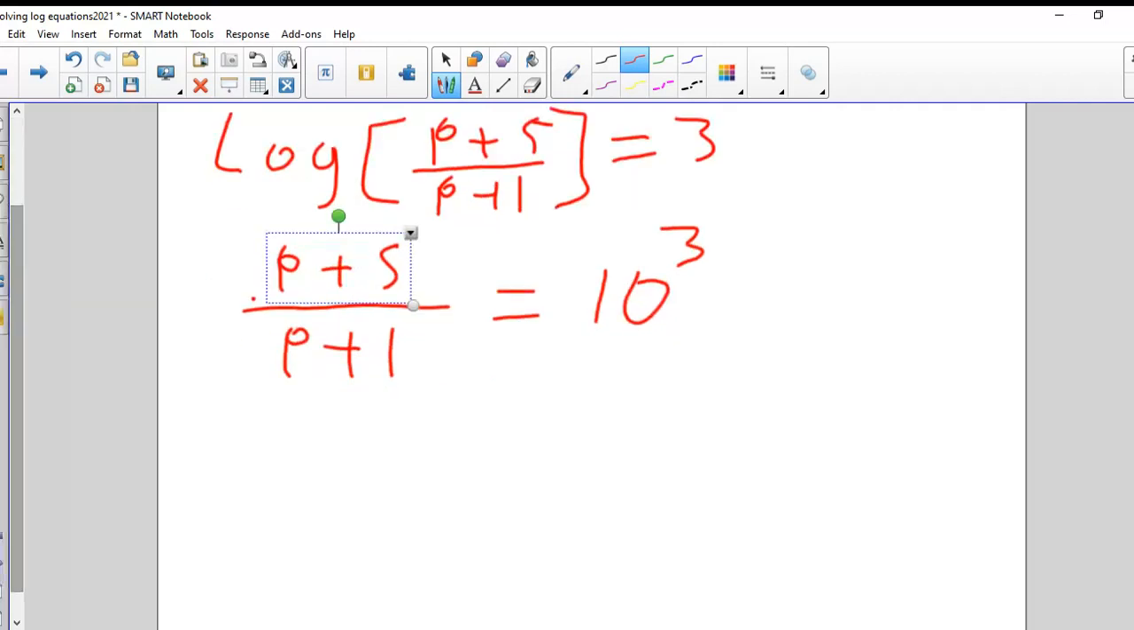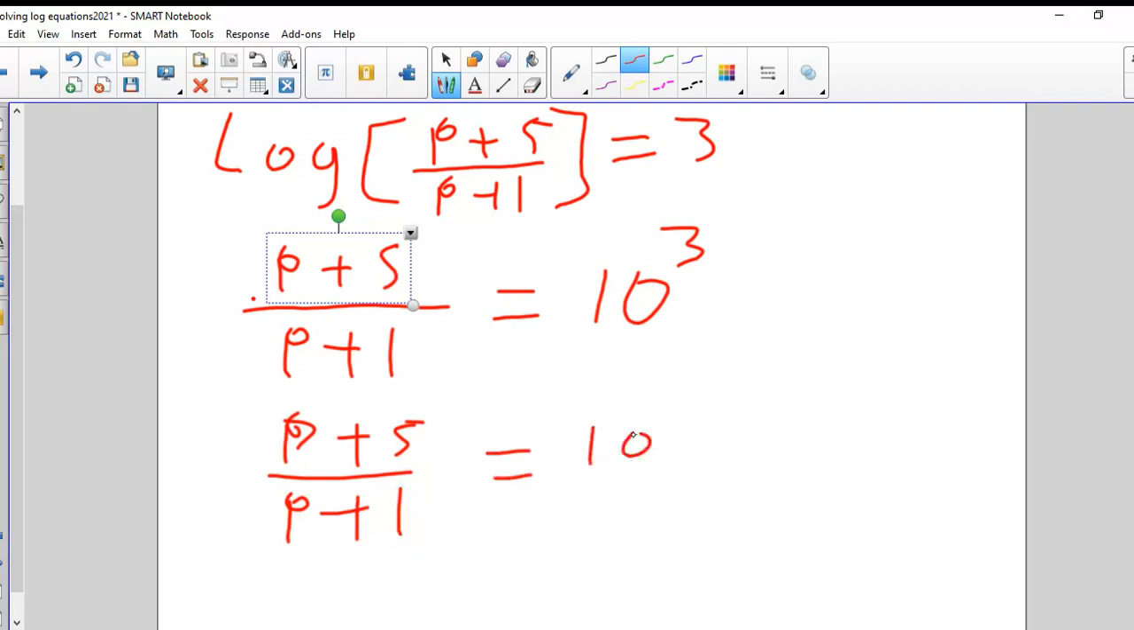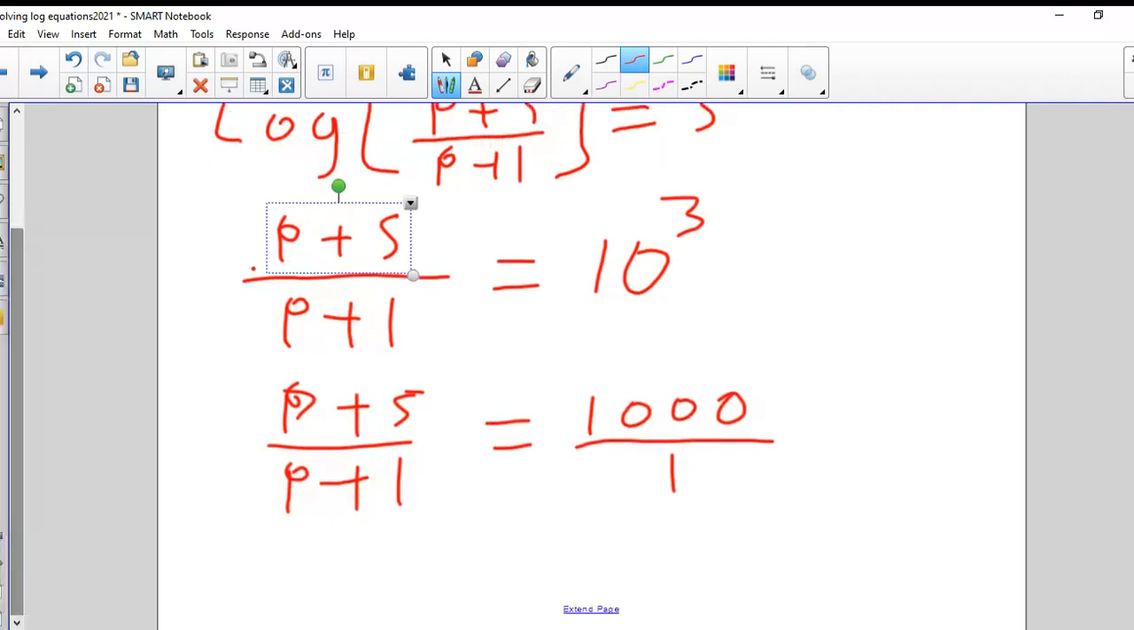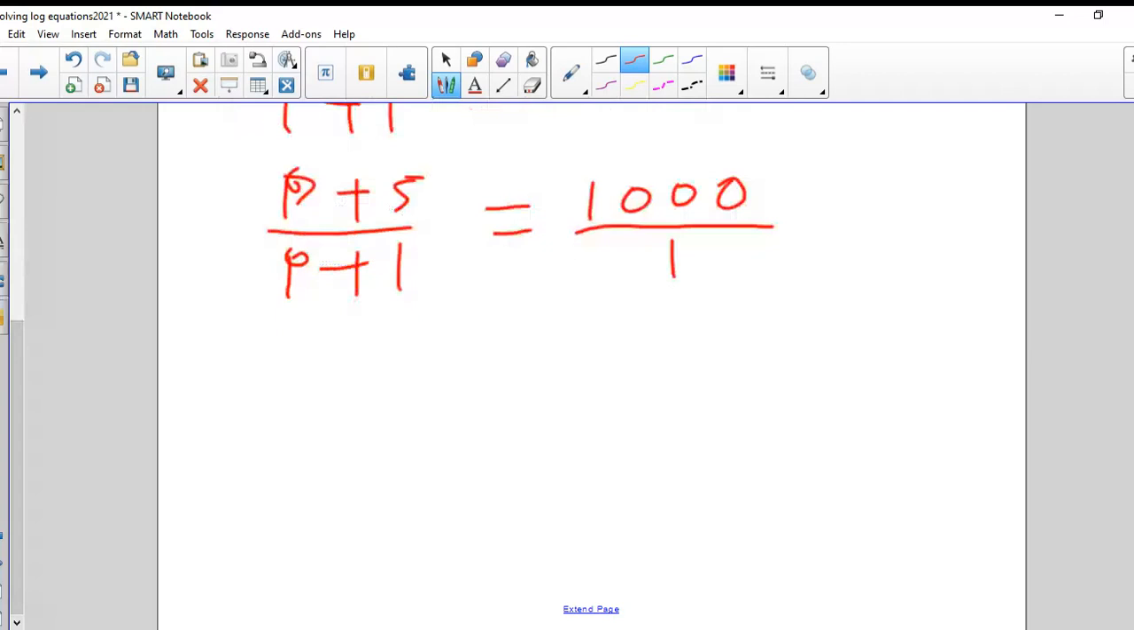So let's work out what 10 to the power of 3 is. So p plus 5 over p plus 1. This takes us back to our work with rational functions. Is equal to 1,000. And somebody said cross multiply, which I agree with, by the way. So let's put that over 1. And let's go ahead and cross multiply. What does cross multiply look like? What do we multiply by what? Exactly what do we multiply for cross multiplication? Can somebody help me with that, please? What are we cross multiplying here?